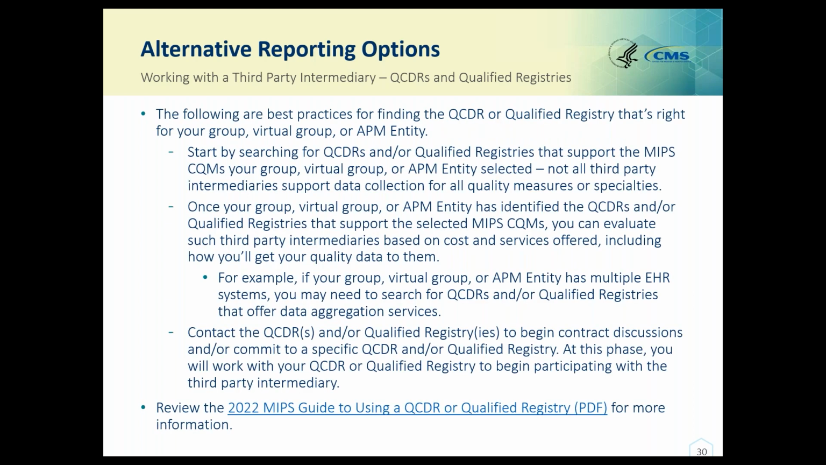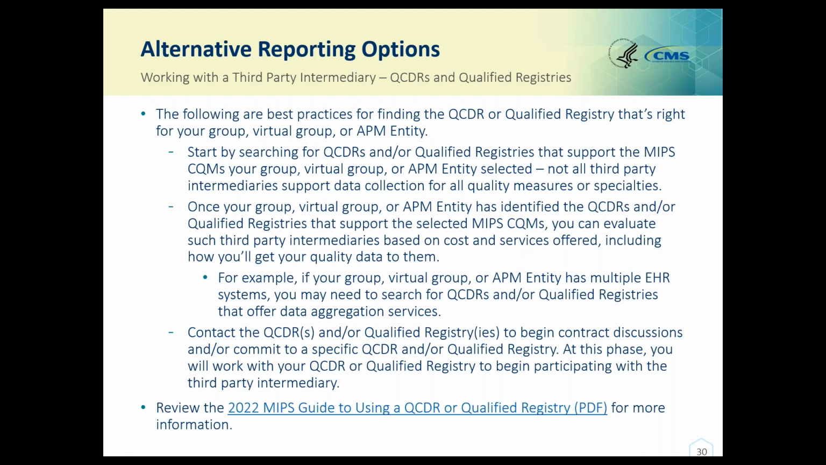The following are best practices for finding the QCDR or qualified registry that's right for your group or virtual group. Start by searching for QCDRs and/or qualified registries that support the MIPS eCQMs your group or virtual group selected. And let's say you're not using a third-party intermediary to support data collection for all quality measures or specialties.